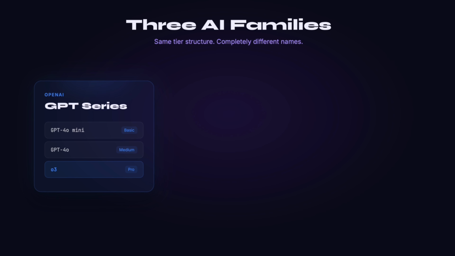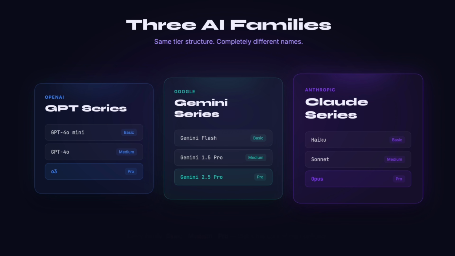3 AI families dominate dev tools right now. OpenAI with GPT, Google with Gemini, Anthropic with Claude. Every family follows the same basic, medium, pro-tier structure, but with completely different names. That's the core of the confusion.